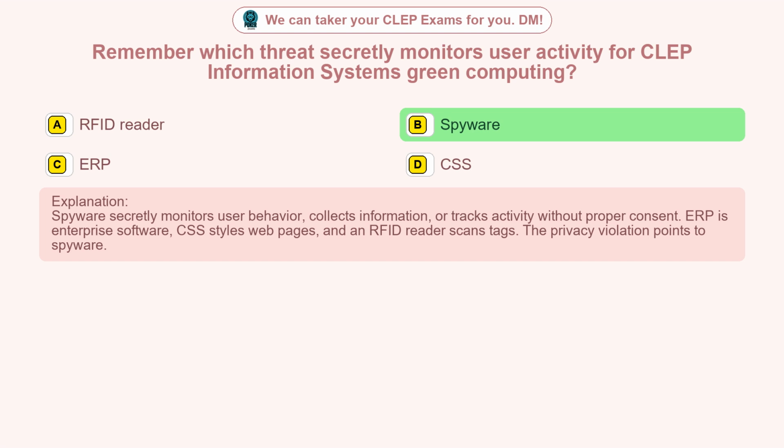ERP is enterprise software, CSS styles web pages, and an RFID reader scans tags. The privacy violation points to spyware.